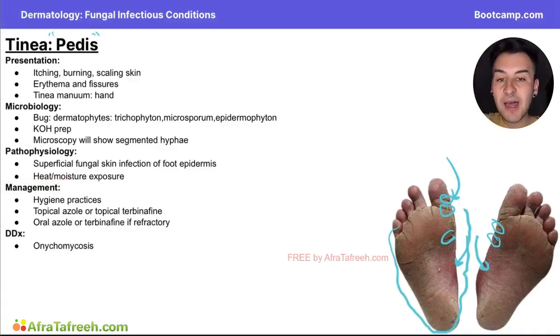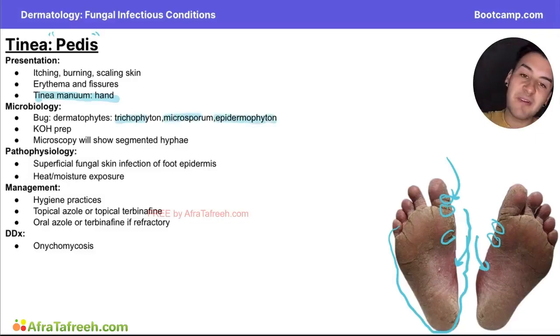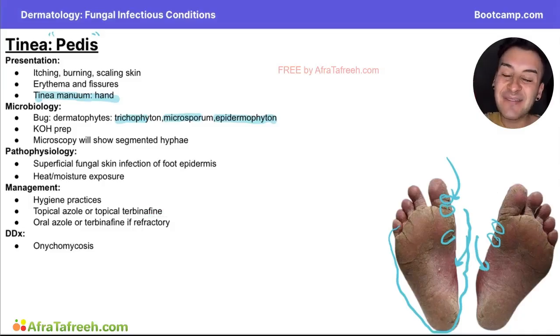Now, if this was to all happen on the hand, falling in line with our Greek-Latin fun, we would have tinea manuum. This is less common, but it can happen. So, you guessed it, guys, we're on a theme here: dermatophytes. Trichophyton, microsporum, and epidermophyton are going to be what cause this disease process. It is identifiable on KOH prep, and the microscopy is going to show segmented hyphae, just like we talked about before.